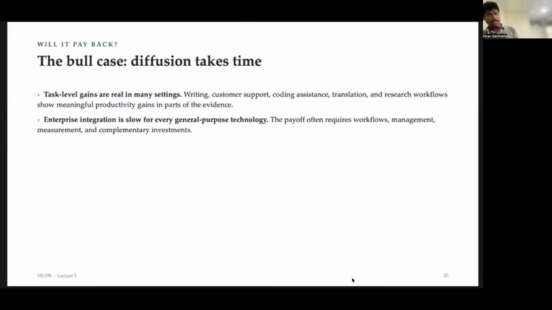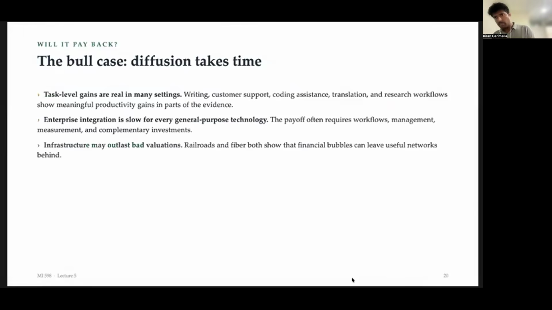Enterprise integration is slow for every general purpose technology, because this requires a lot of workflows, management, measurement, and complementary investments in training people and things like that. So we'll see about this in the next lecture on AI and labor.